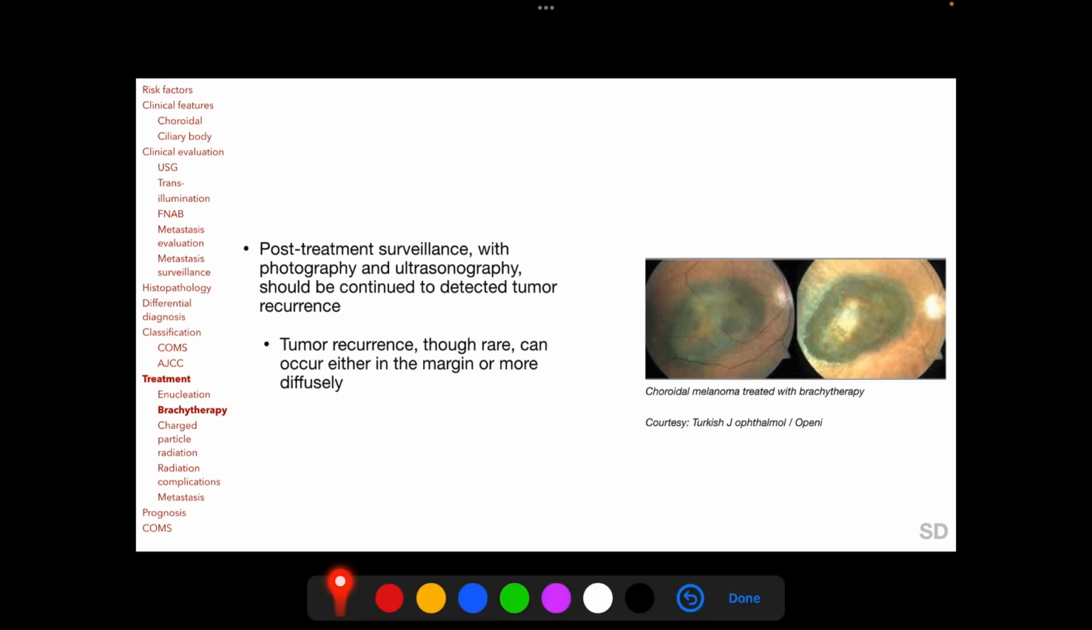Following brachytherapy, surveillance should be continued with fundus photography and ultrasonography to detect tumor recurrence. Tumor recurrence, though rare, can occur either in the margin of the tumor or more diffusely throughout the tumor.